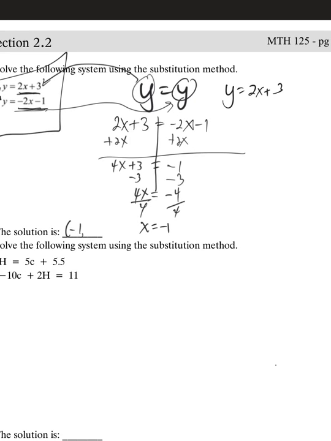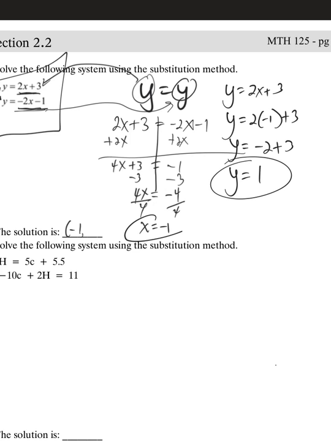Now that we've figured out what x is, it's negative 1, I use that information to figure out what y is. And in this case, when I simplify, y is positive 1. So once I found x and I found y, then I have the solution to my system.